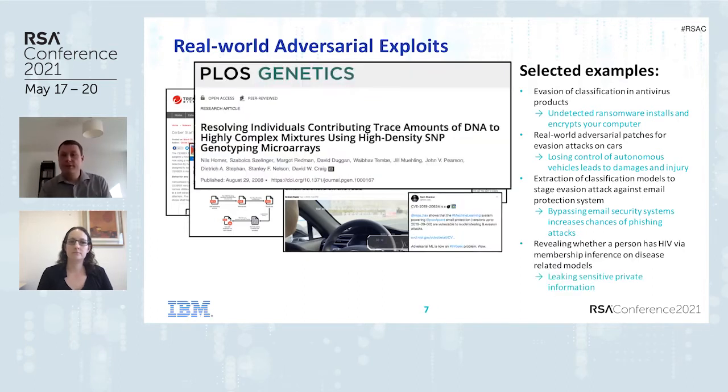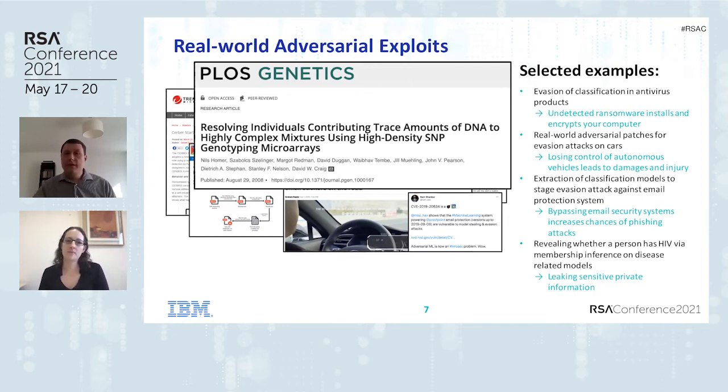The fourth example that we would like to show is based on the inference threat: it could reveal whether a person is suffering from a certain disease based on a membership inference attack on a model that is used for classification of a certain disease. And here the big threat is the leaking of sensitive private information, which is regulated and protected by laws and also by large fines if such leaks occur.